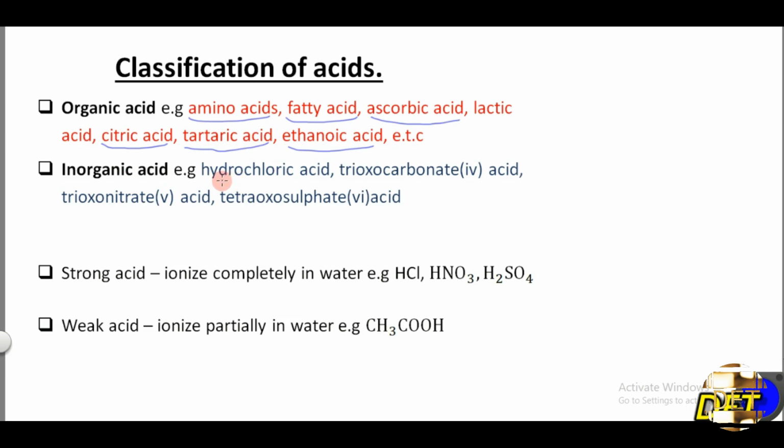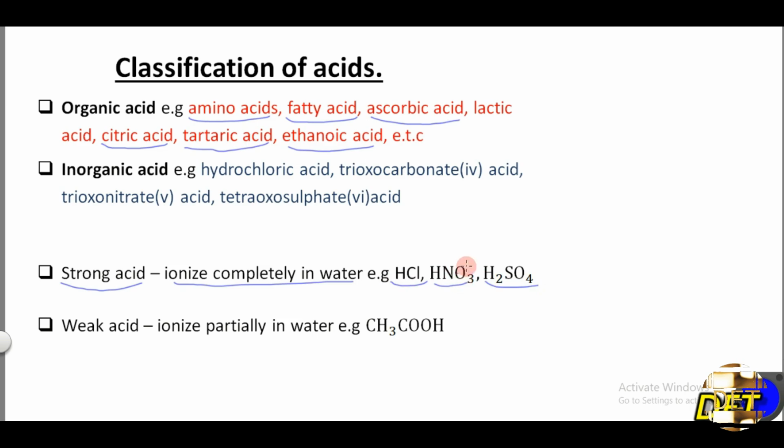Their examples are hydrochloric acid, trioxocarbonate(IV) acid, trioxonitrate(V) acid, tetraoxosulphate(VI) acid. All these are what? Inorganic acids, right? Then we have another class of acid referred to as a strong acid. And what makes an acid a strong acid? It is when it ionizes completely in water. So any acid that ionizes completely in water is known as a strong acid. Examples are hydrochloric acid, trioxonitrate acid, and tetraoxosulphate acid.